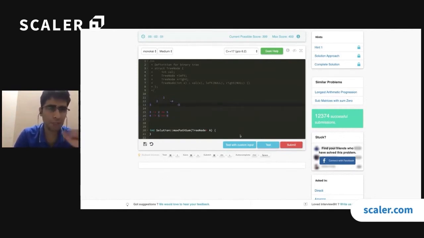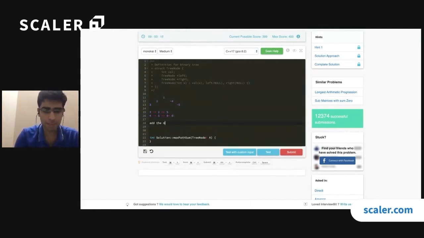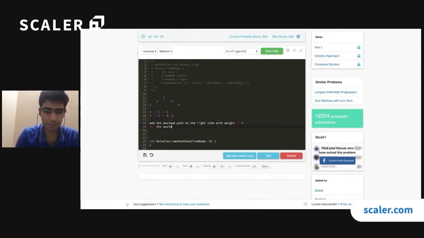Would you ever want to include these nodes in the path? No, right? Why? Because their sum will be less than 0, and that will be bad for me. I don't want to subtract anything from the path. That is a very bad thing for me. So I will always add the maximum path on the right side with weight greater than or equal to 0, and the maximum weight path on the left side with weight greater than or equal to 0, because otherwise it's going to reduce something from my weight, so I don't want to do that.